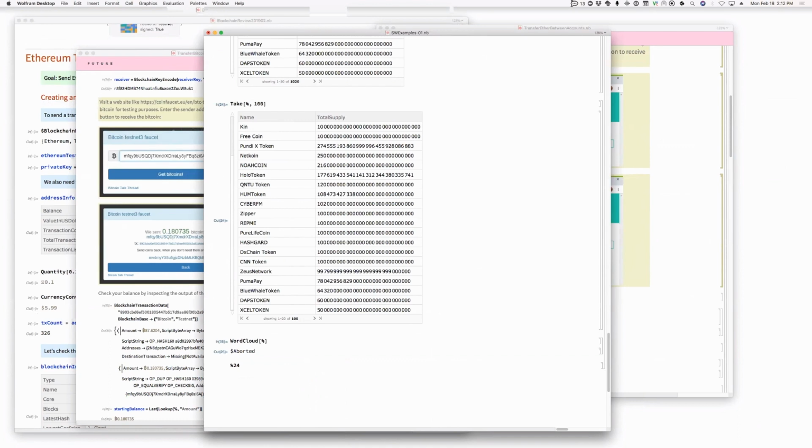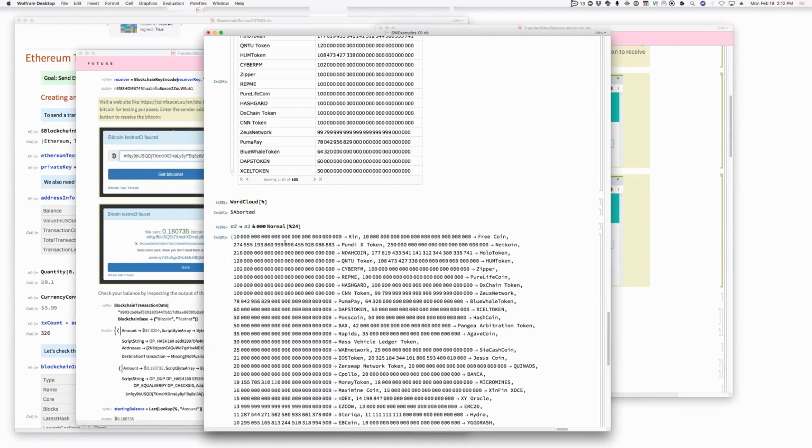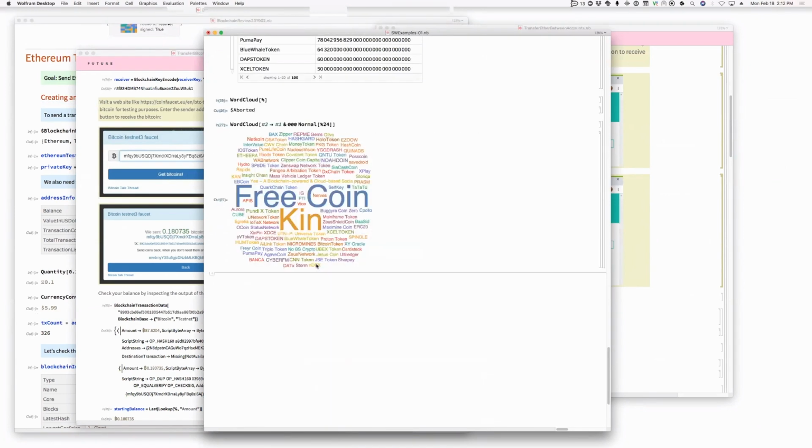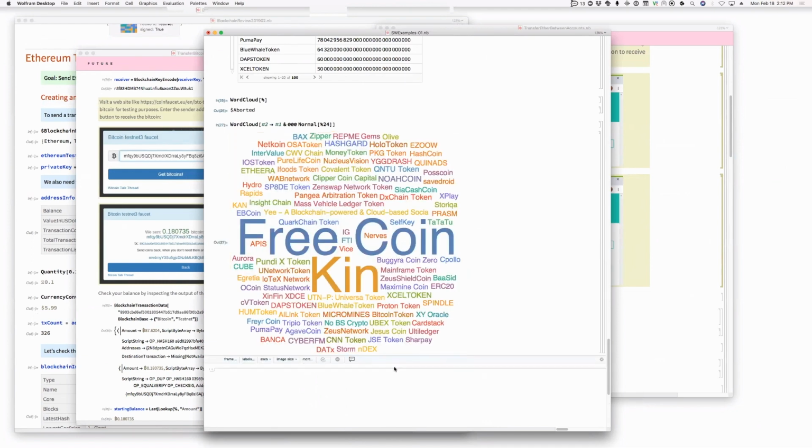Well, let's say normal %24, and let's just be very simple-minded about this. #2 arrow #1 ampersand triple @ sign that. Okay, and then let's say word cloud of that. Come on, why is it so hard? Oh, I see. Free coin seems to dominate, but that's only because it has a large supply.